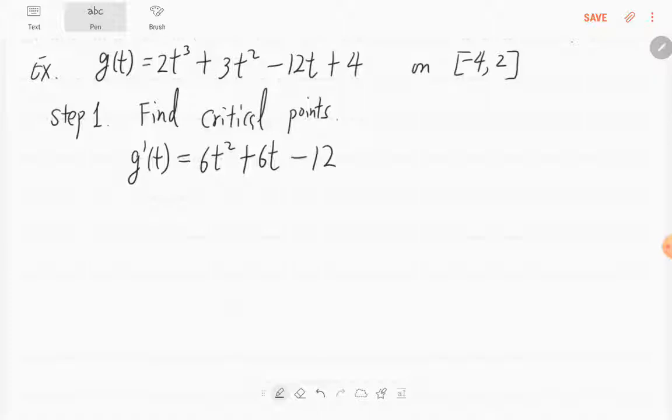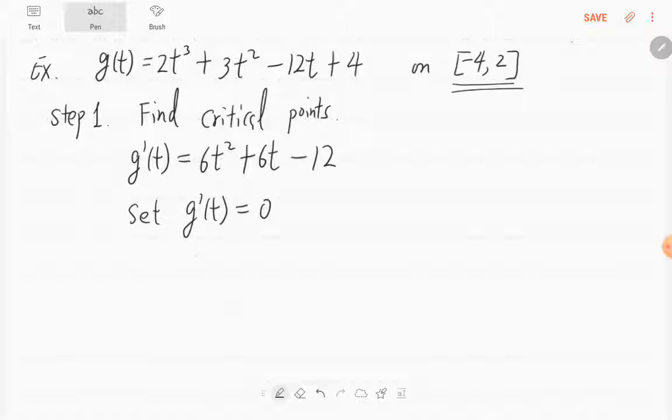Then, since this is a polynomial, it exists everywhere, so there's no point on this interval where the derivative does not exist. So we have to set this derivative equal to 0. From the definition of the critical point, either the derivative does not exist or it equals 0. So we set the derivative equal to 0.